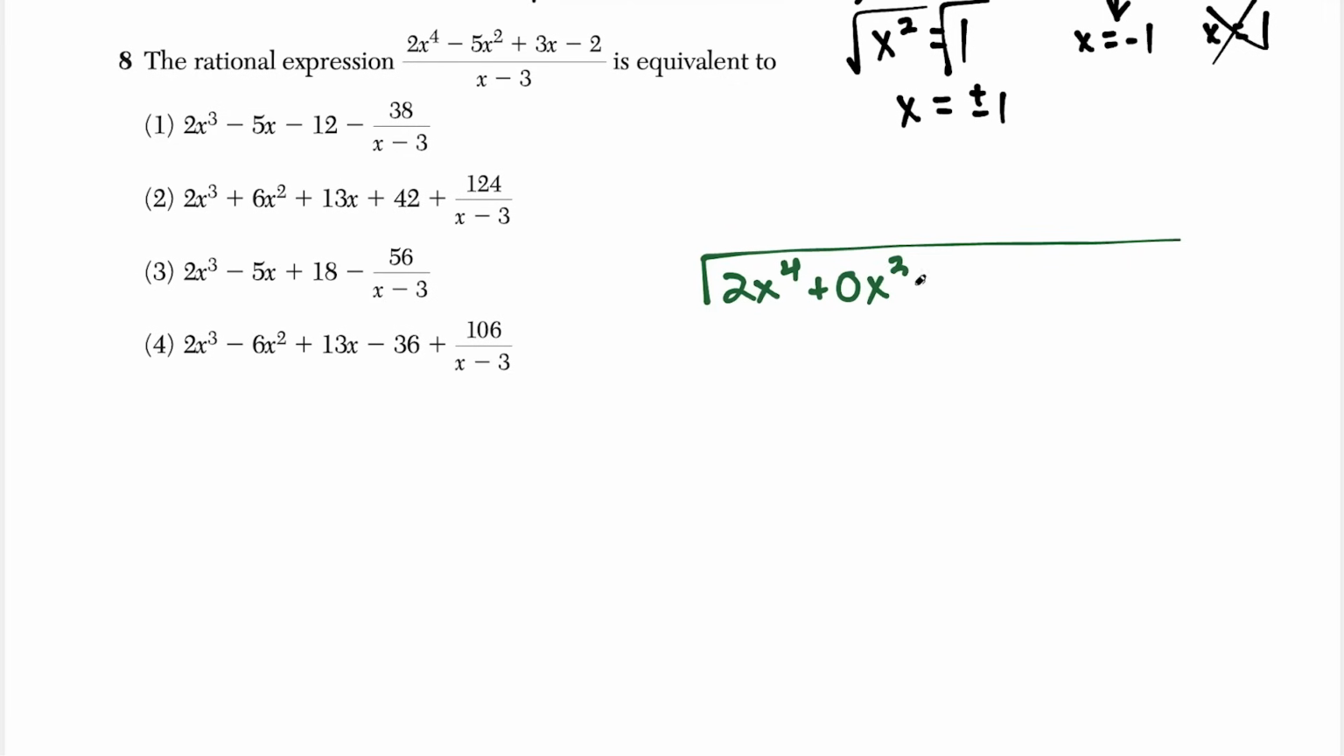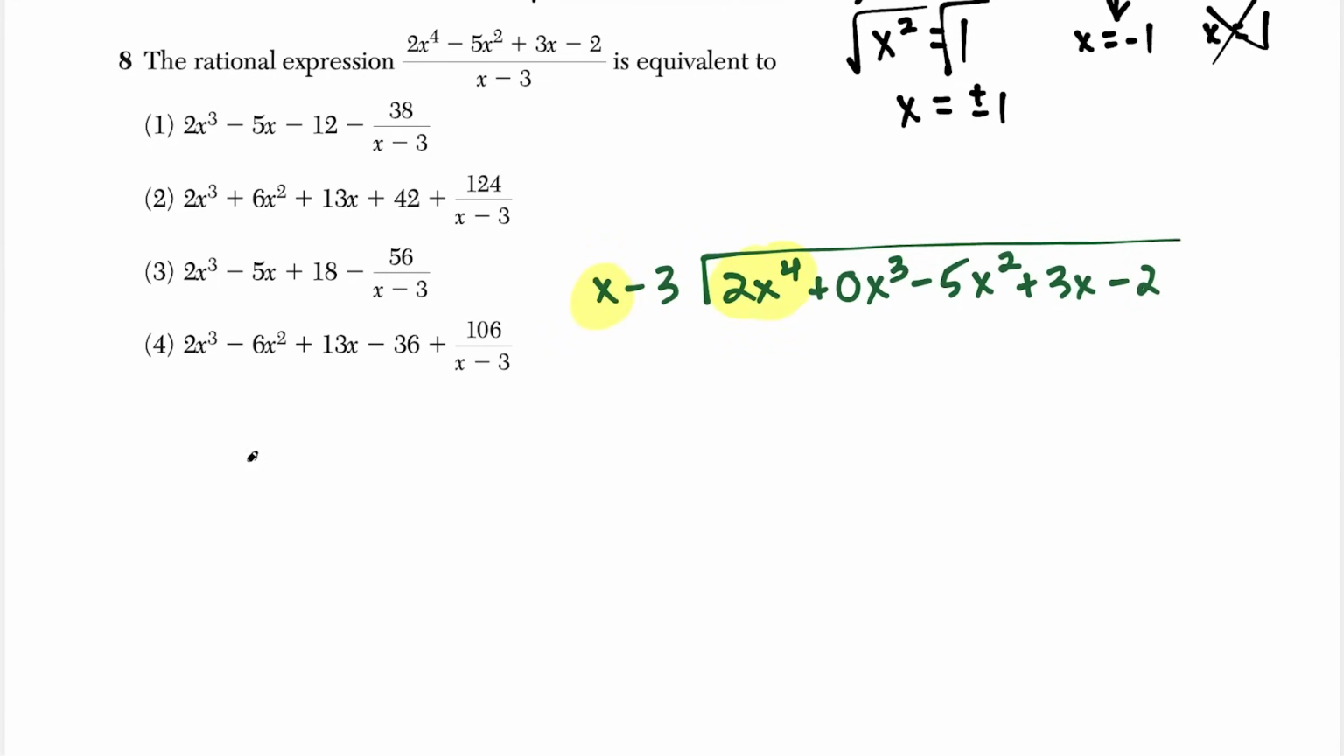I like to show the placeholder method here because I find it helps students stay organized when they're going through this lengthy process. So next we have minus 5x squared. Then we have plus 3x and minus 2. And we are dividing by x minus 3. So the factor we divide by goes on the outside. And with this process, we just focus on the leading terms here.